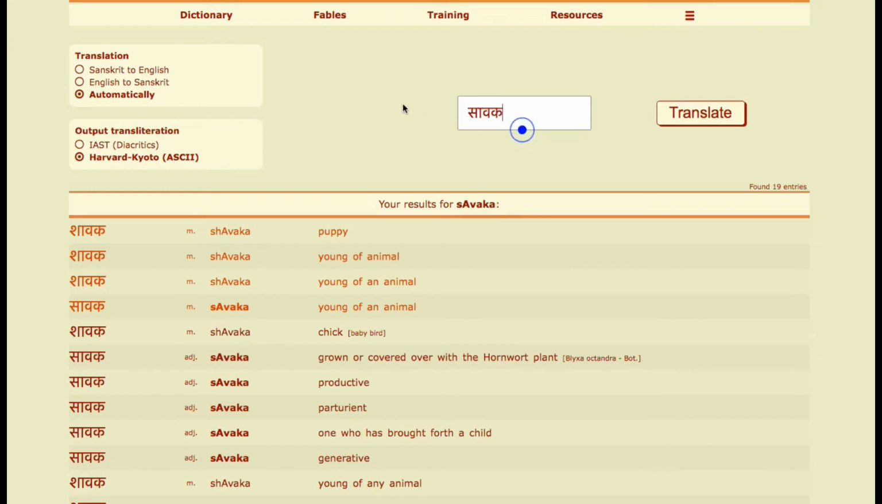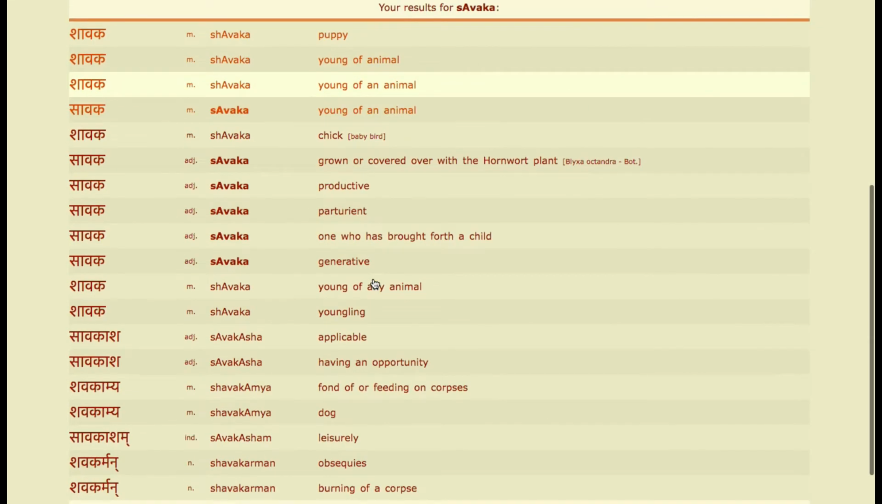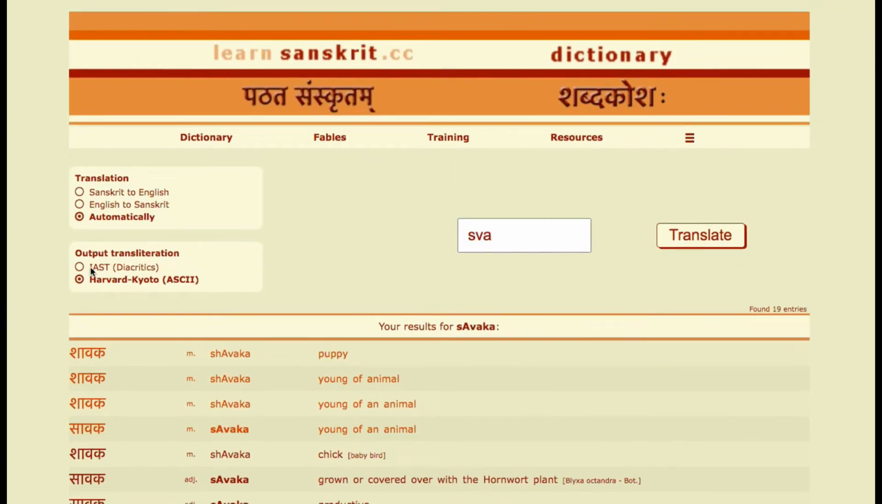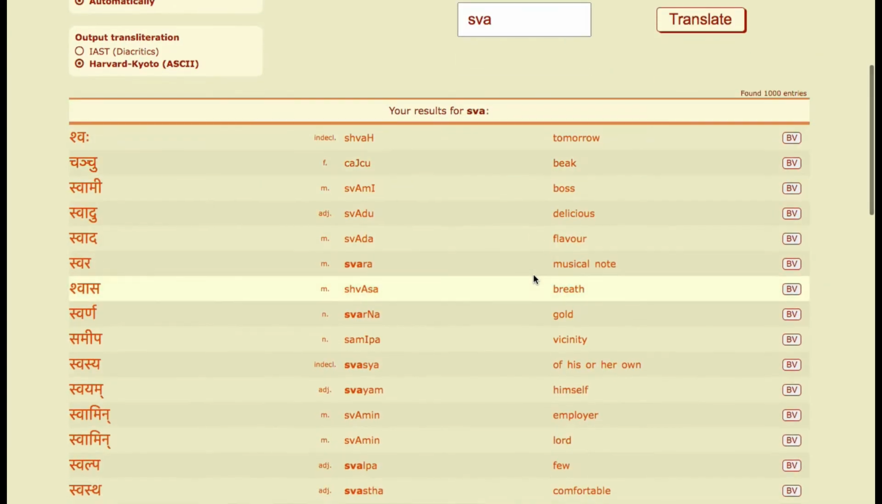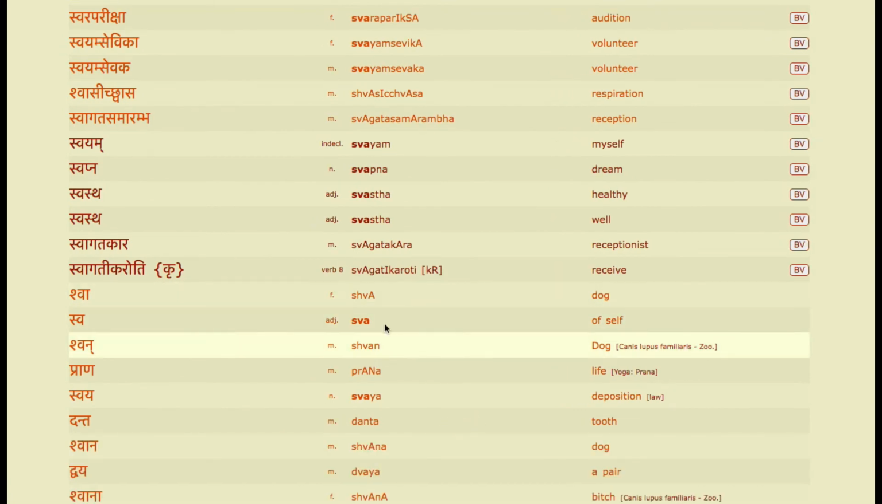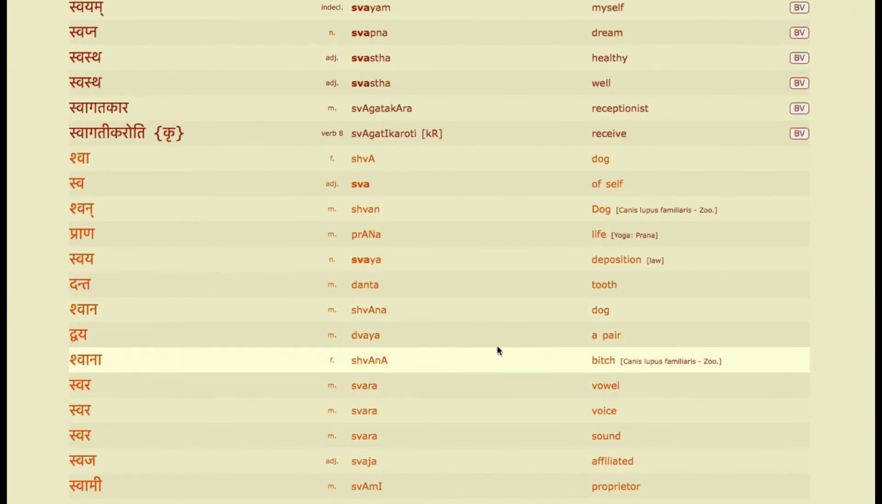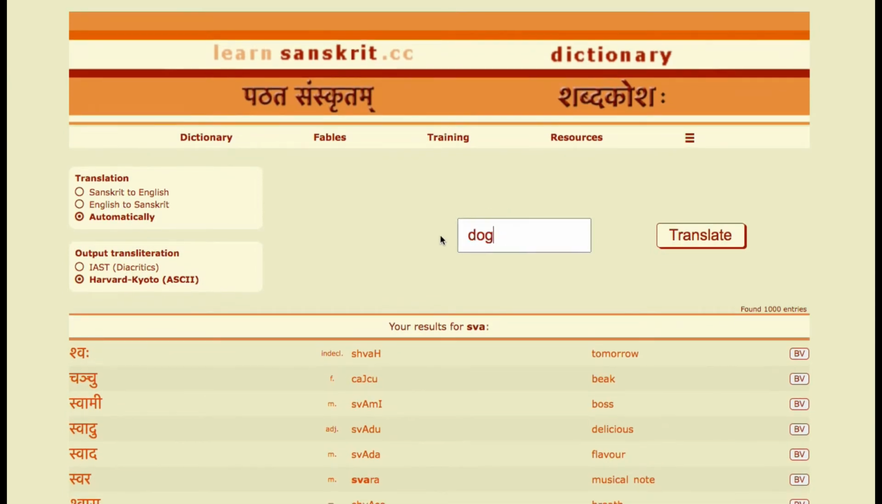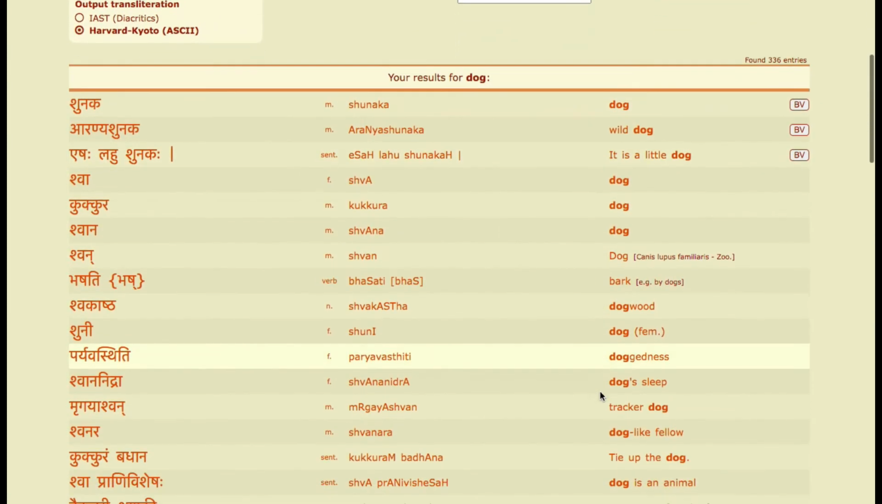So, sva, we know sabaka is a puppy, okay? And sva, that root sva, means also dog here. Sva is a dog. Okay, svana, dog, okay? So we have that word. And here are some other words for dog in English, and we do the reverse translation. So now that's another trick. Sva and kukura, sva and kukura.